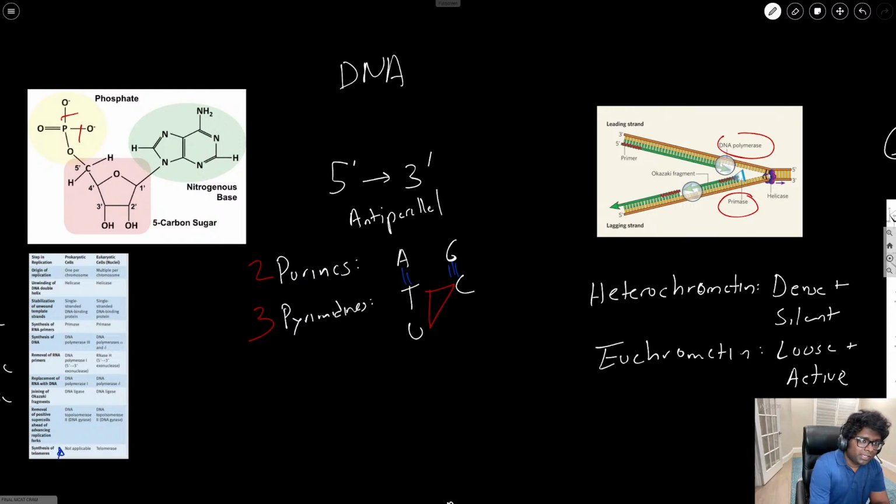I'd like to point out that DNA is semi-conservative, meaning that the original strand is technically conserved, but it's used in a way that it can create a new daughter strand. You guys can see that it says semi-conservative.